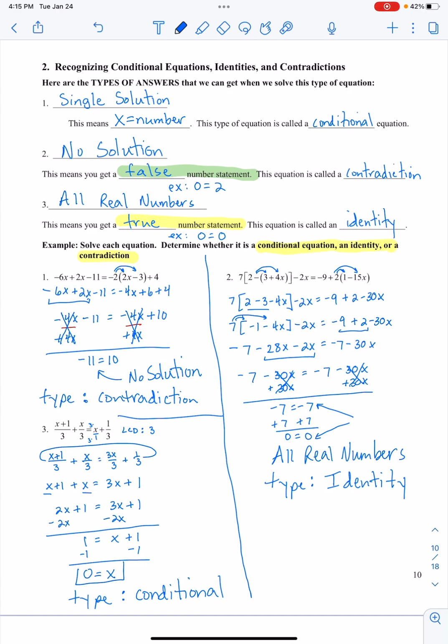So again, the answer to 1 is no solution, and its type is contradiction. The answer to 2 is all real numbers, and its type is identity. And the answer to 3 is 0, a single solution, and its type is conditional.